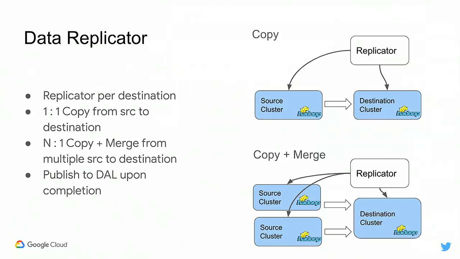One is source to destination. It's 1:1. We always make sure that any new data which gets generated in the source is kept in sync with the destination. And we could also have a configuration wherein you have multiple sources, and all the data belonging to that particular hour has to be merged and made available at a destination. So this is a copy plus merge.